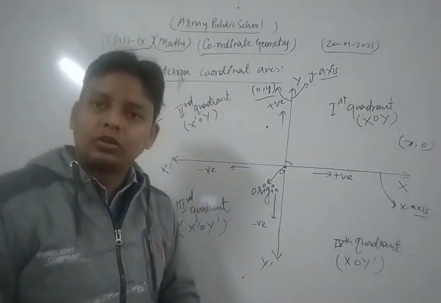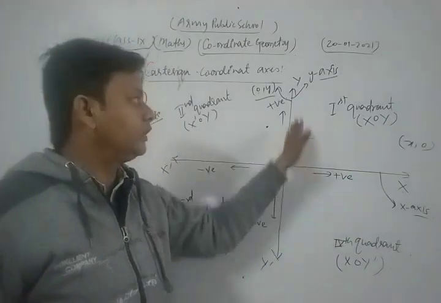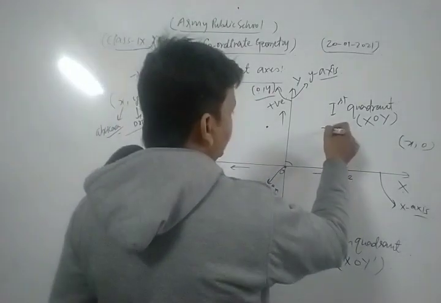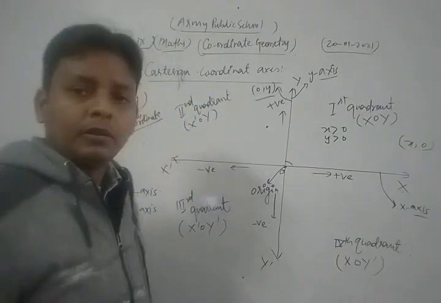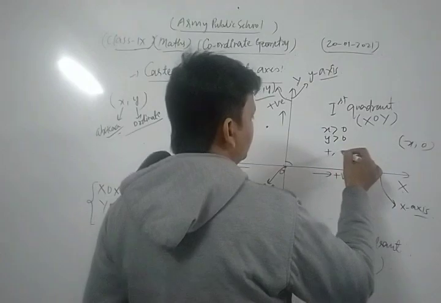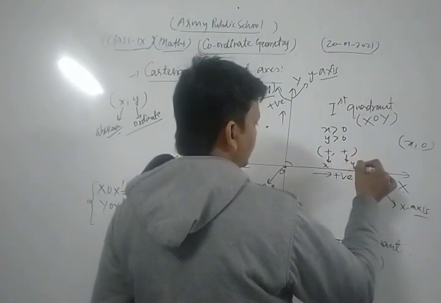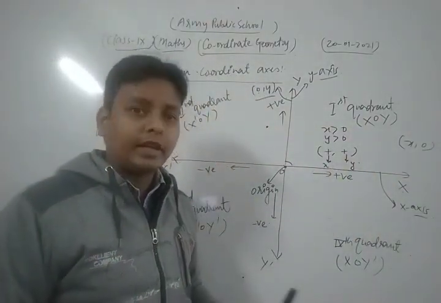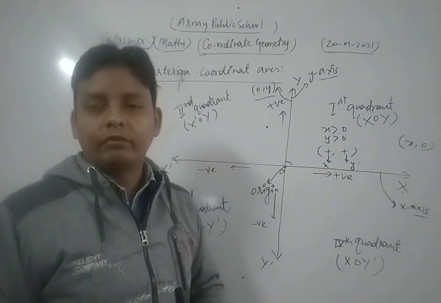Abscissa is 0. Now clear everyone? Okay, now let's see. This is the positive direction of x, this is the negative direction of x. So in the first quadrant both x and y are greater than 0, which means both are positive. In the coordinate system, this is represented as abscissa, and this is represented as ordinate. So both are positive in the first quadrant.